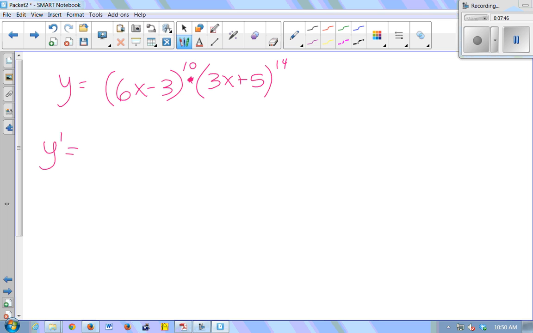Yep. So the product rule says first times the derivative of the second plus the second times the derivative of the first. So my first function is 6x minus 3 to the 10th. I don't have to do anything. I just copy it down, the first function, times the derivative of the second function. And because that derivative is a little bit complicated, I'm going to save it. I'm just going to write d dx of the second function.